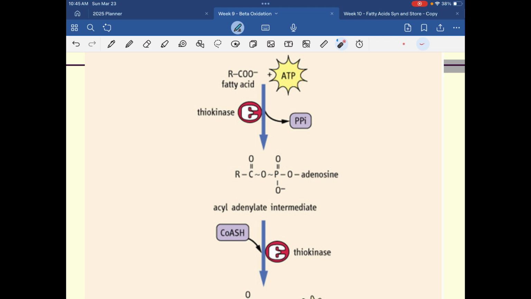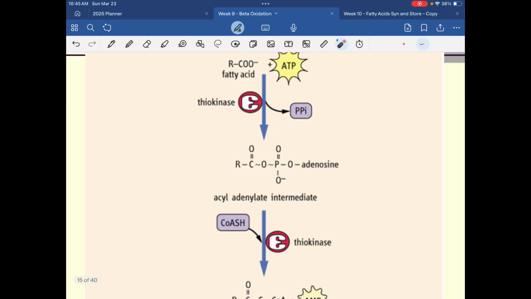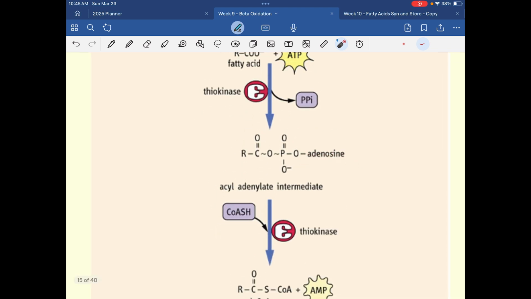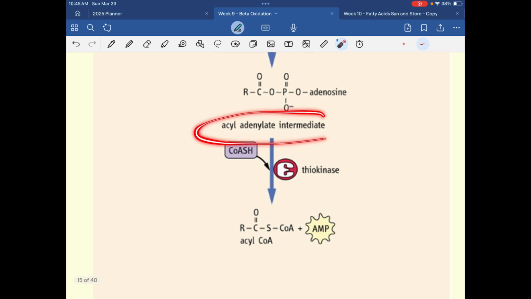So that thiokinase is going to help us take a phosphate group off of the ATP and add it to the fatty acid. So here's that fatty acid, same thing as right here, and here's that phosphate group attached to it, and we're going to leave the adenosine on it too. So the adenosine is the A of ATP. So this is like its intermediate phase.